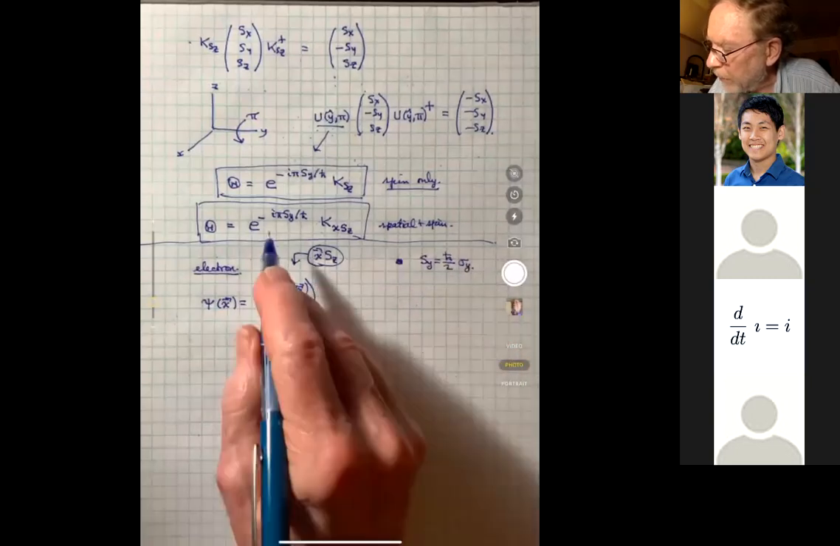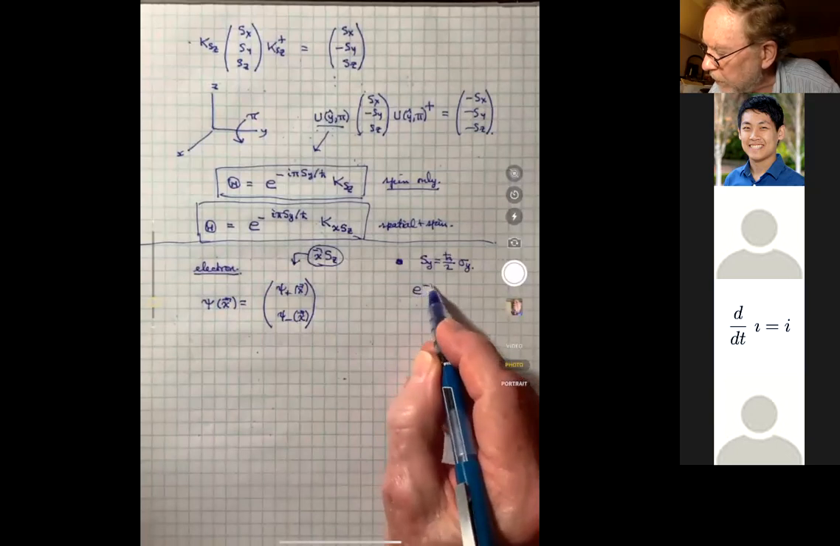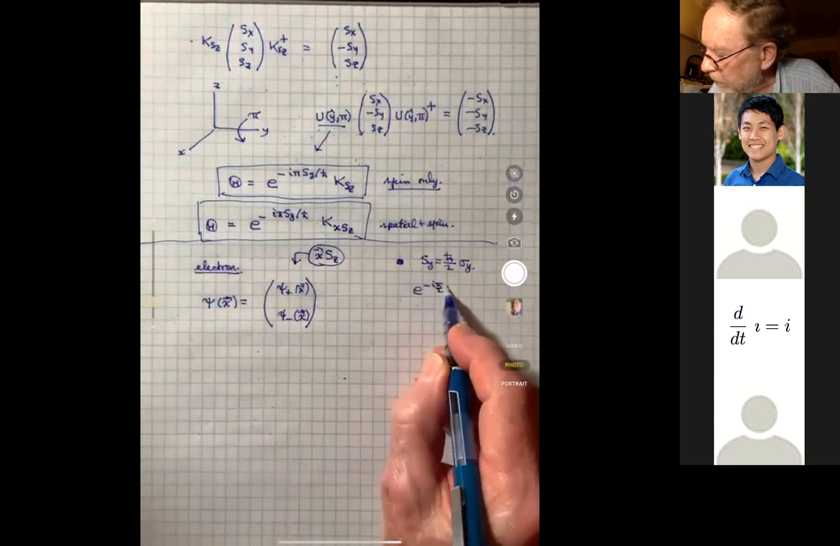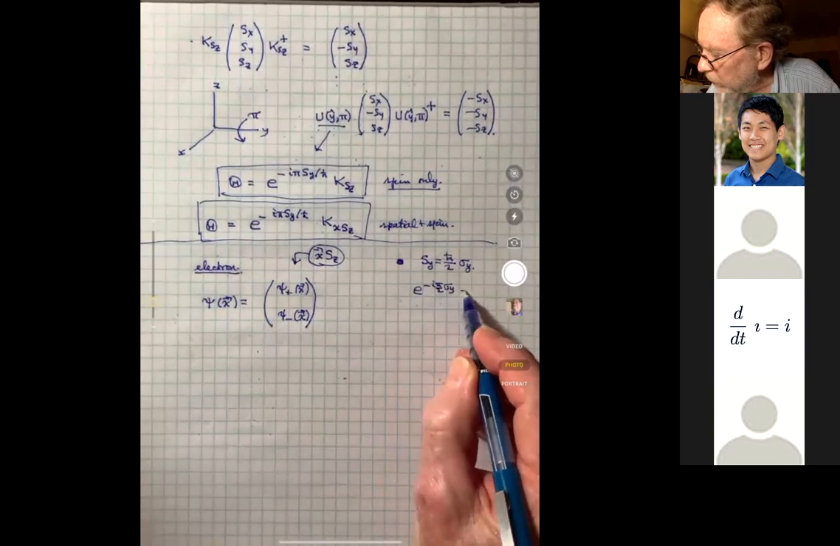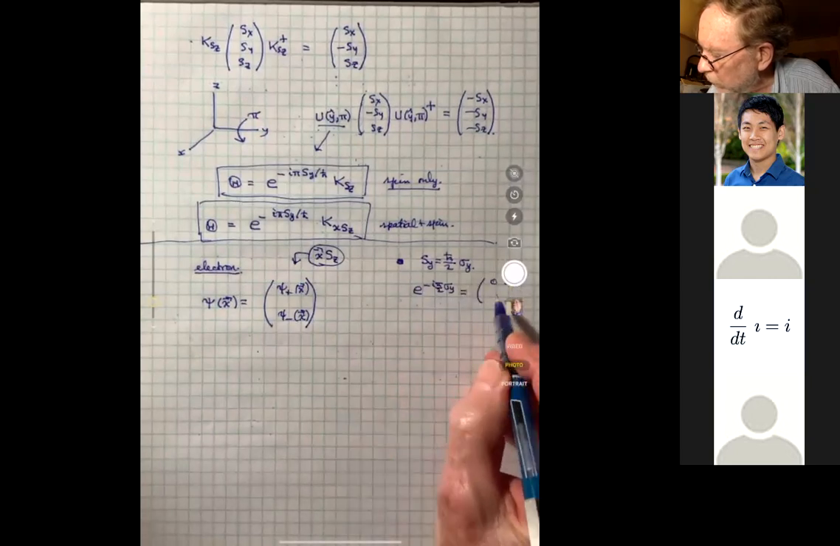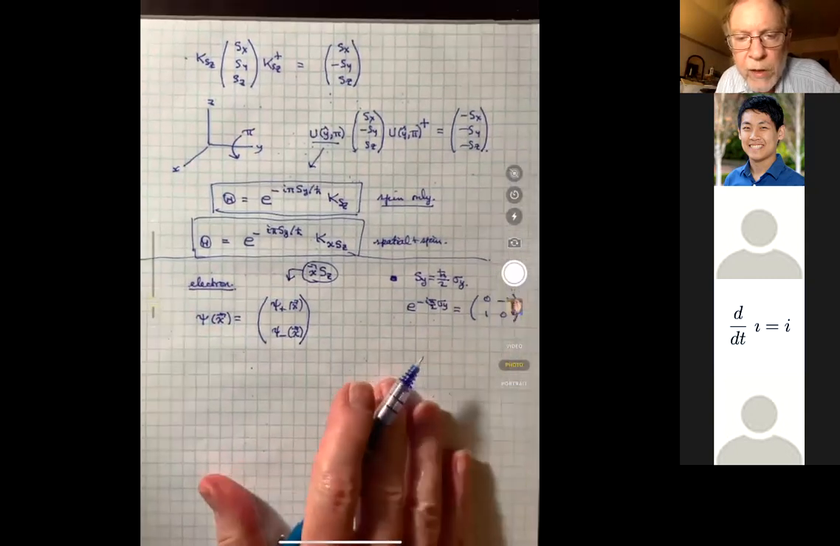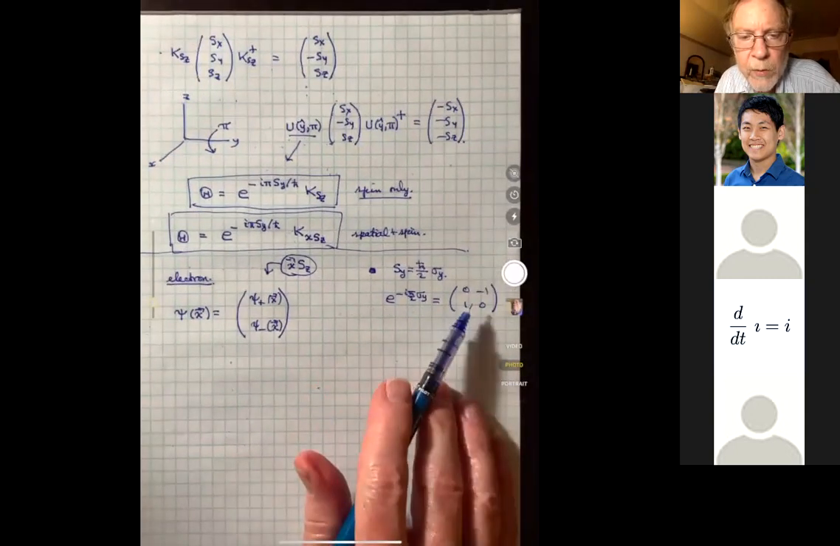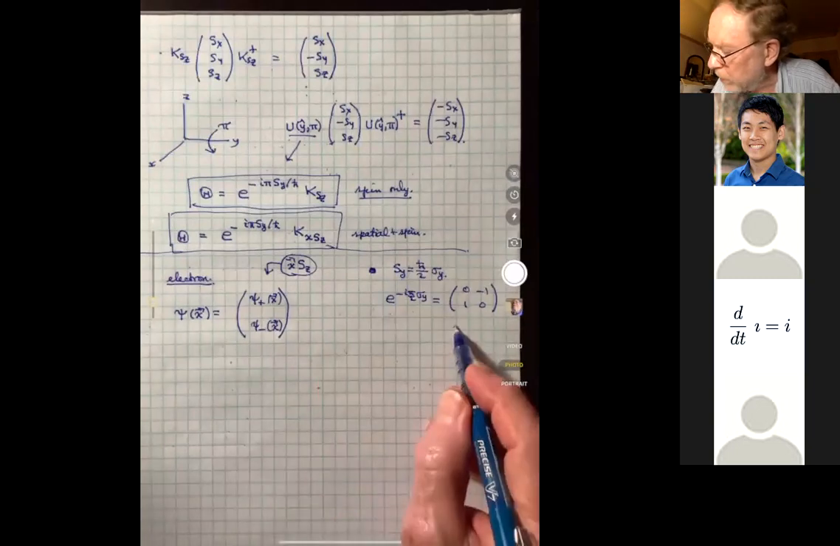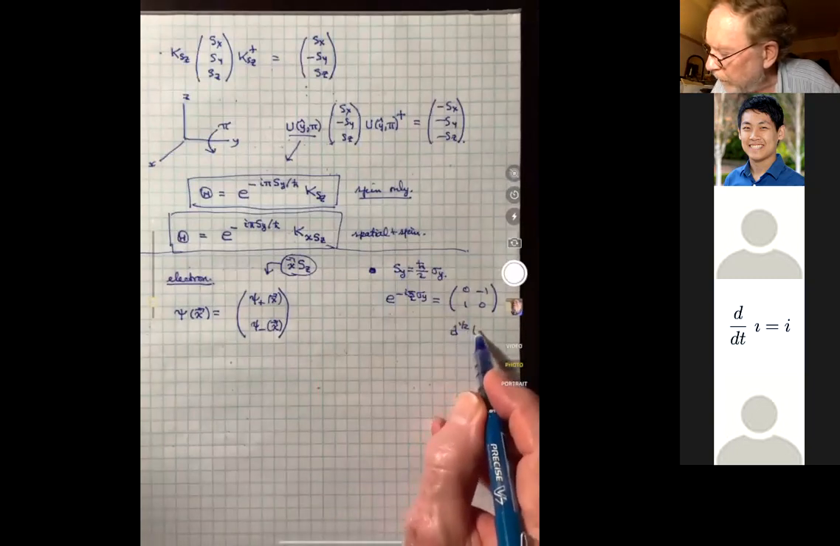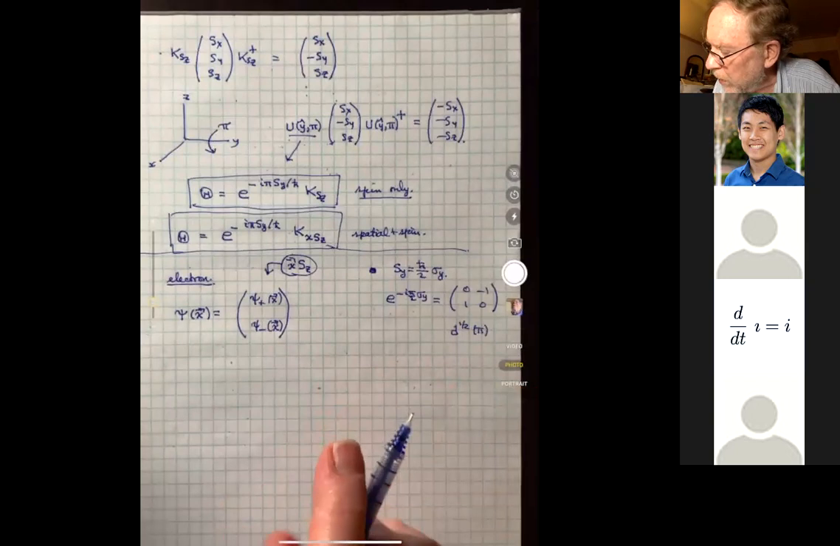And so the rotation operator that we have here becomes e to the minus i pi over 2 times sigma y. And that's equal to, if you work it out, the matrix (0, -1; 1, 0). In fact, it's one of these reduced matrix elements, the lowercase d matrix elements with an angle of pi. That's what this is. This is d^(1/2) of pi. That's what that matrix is.